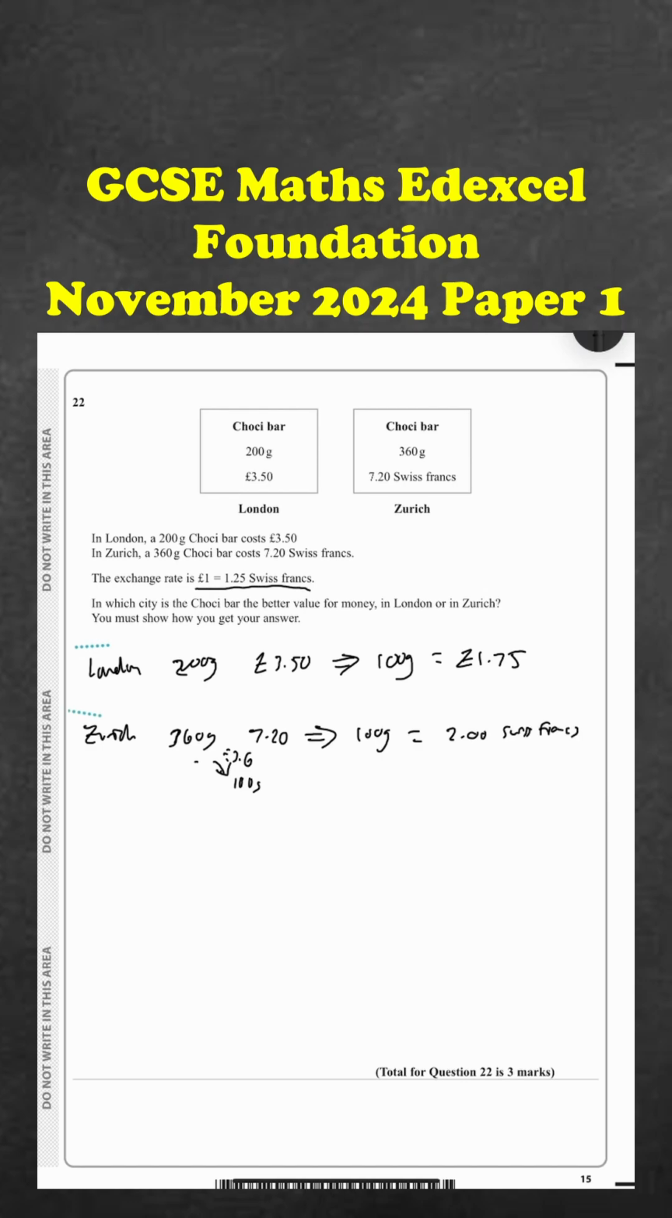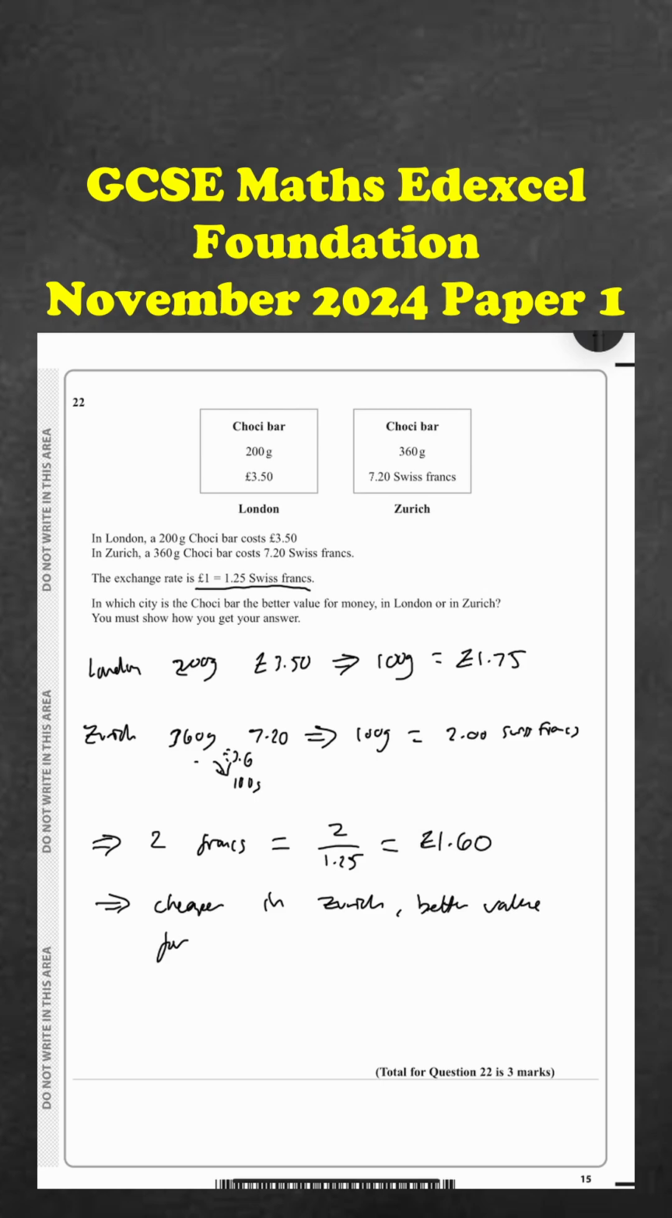We know the exchange rate is £1 is 1.25 Swiss francs. So therefore, 2 francs is going to be 2 divided by 1.25 pounds. And on my calculator, that gives us £1.60. Therefore, we can say that it is cheaper in Zurich, better value for money. That's 100 grams of chocolate costs £1.75 in London and £1.60 in Zurich.